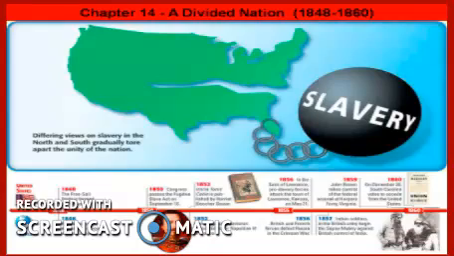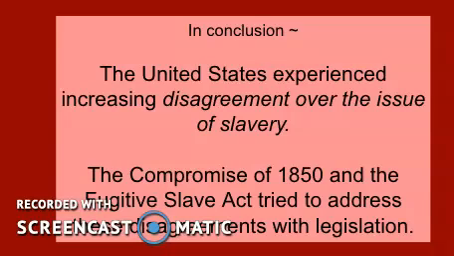As we're ending now, section 1, I want you to take a look at the timeline. It's at the very beginning of this chapter, and you can find that on page 435. In conclusion, the United States experienced increasing disagreement over the issue of slavery. The Compromise of 1850 and the Fugitive Slave Act tried to address these disagreements with legislation.